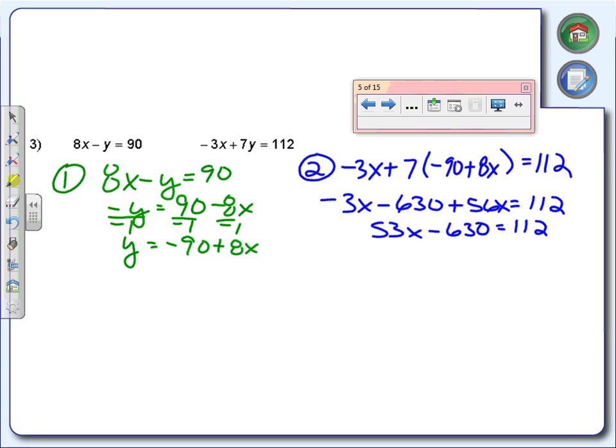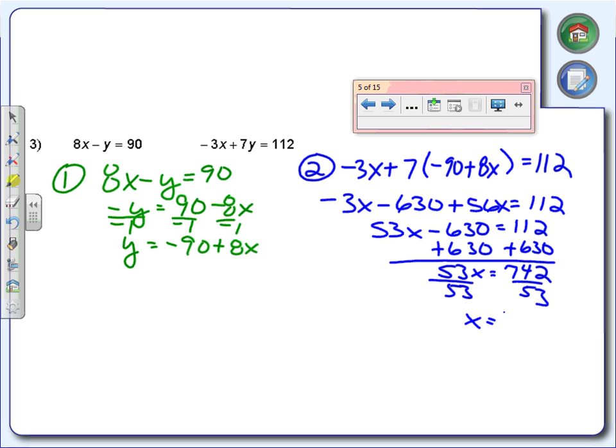Then what'd you do? We're going to add the 630 to the 112. And what do you get when you add that 630 to the 112? 742. We're almost there. Divide by 53. And what do you get when you divide it by 53? x equals 14. Okay? So that is correct for the x.